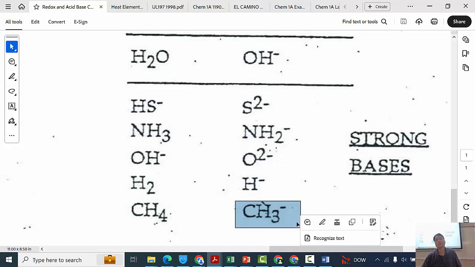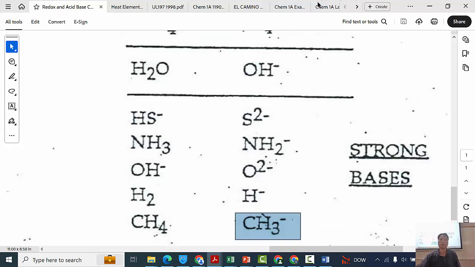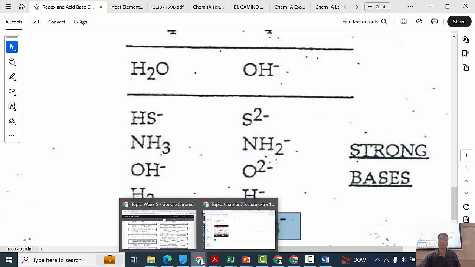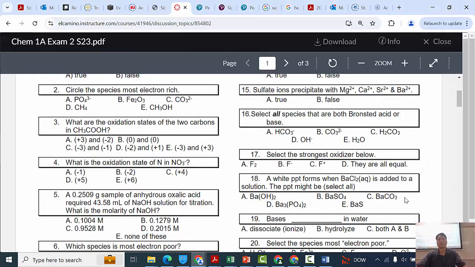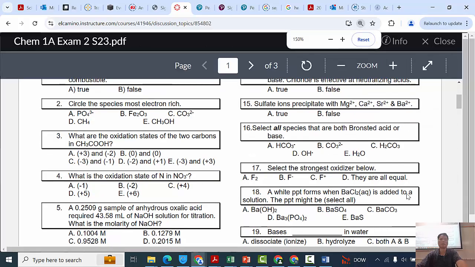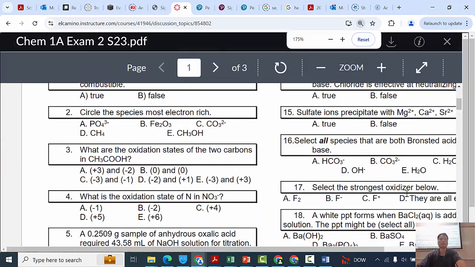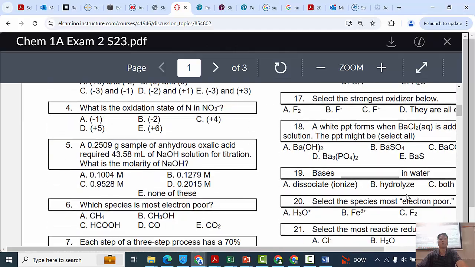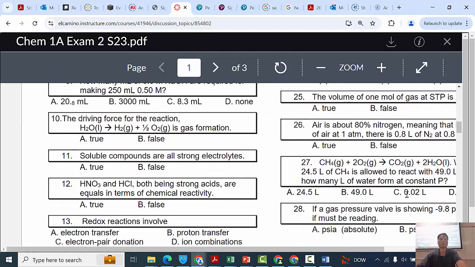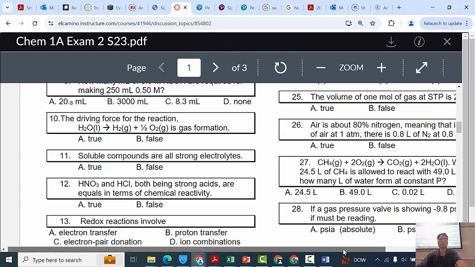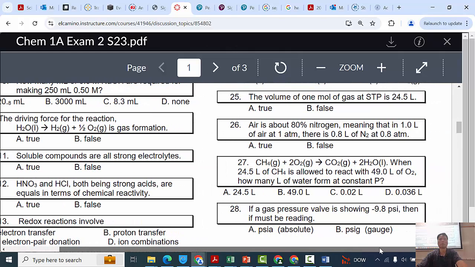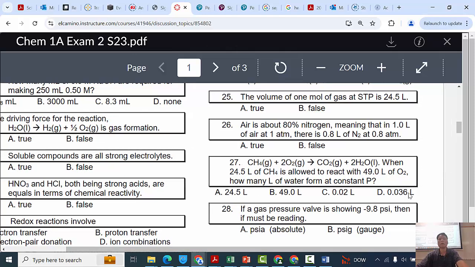All right, other questions? Maybe like 17 as well. 17? No, never mind. When I did 25, I'm not sure. For the most part, but at least 90. Yes. Oh, 25? Yeah. At STP, it's 22.7 liters.